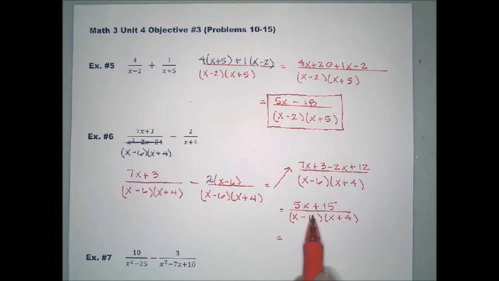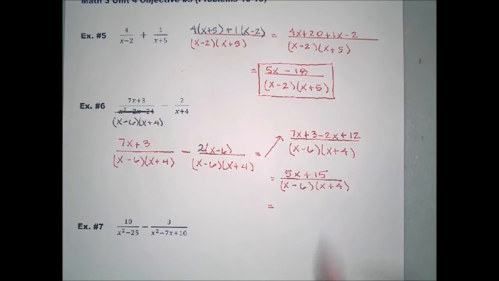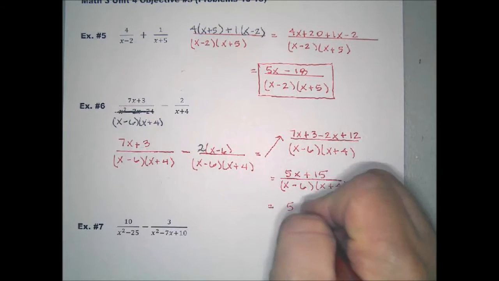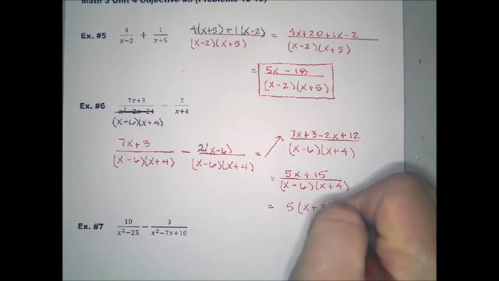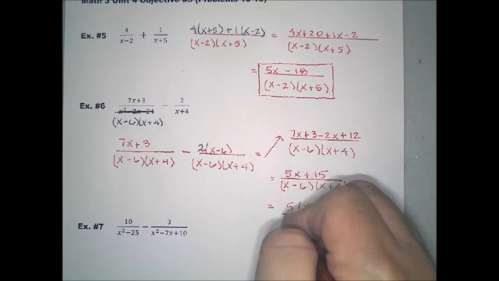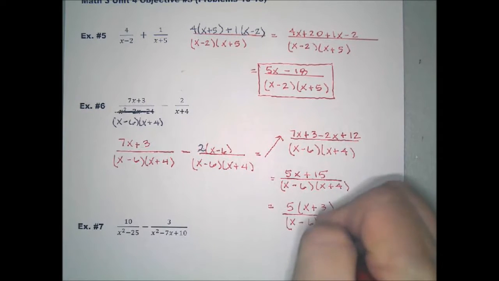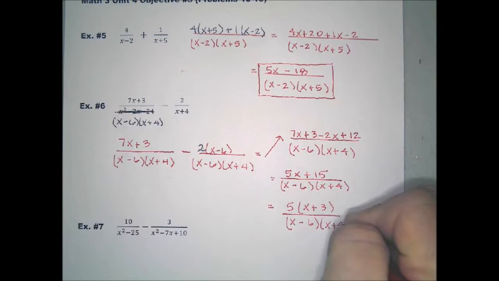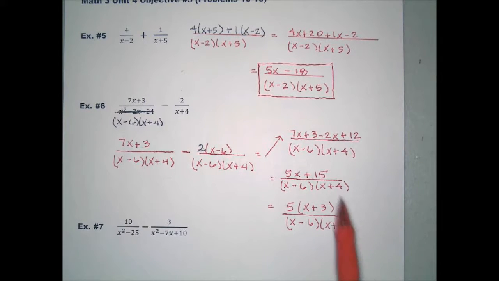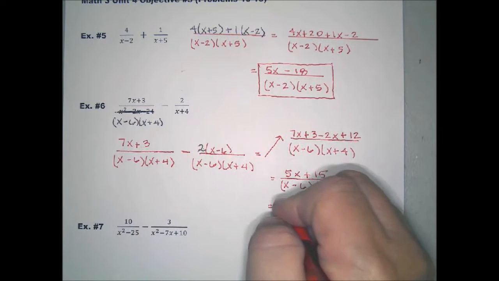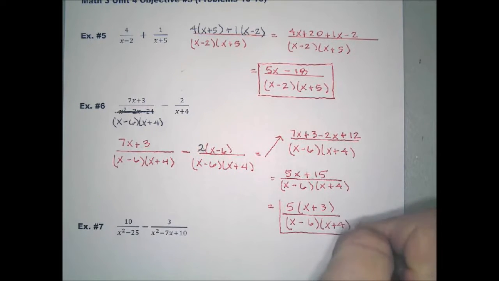Now notice the top is factorable. So I'm going to go ahead and factor it, whether or not it helps us or not. I'm going to factor out a 5, and you're left with x plus 3 over x minus 6, x plus 4. Now, it really didn't help us because there isn't a factor down here of x plus 3. But if there was a factor of x plus 3 down here, we'd have been able to cancel the two x plus 3's. And there's your answer.